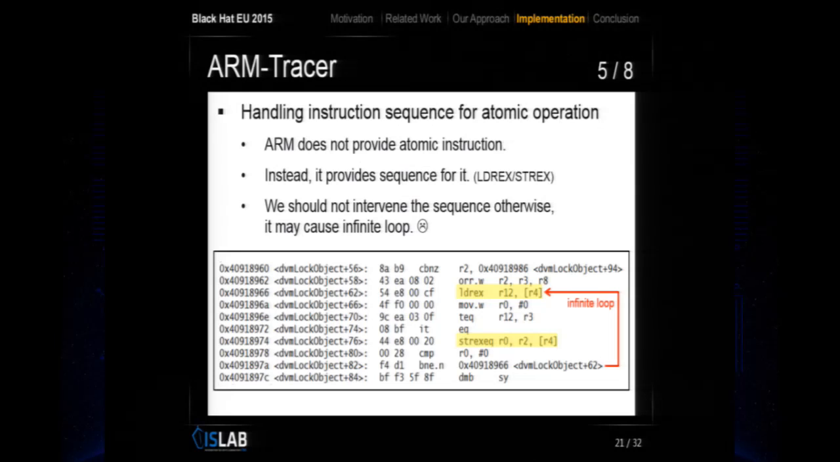There is one more problem caused by DBM. This is about instruction sequence for atomic operation. ARM does not provide a single atomic instruction. Instead, it provides an instruction sequence for it. But the important thing is that if the sequence is intervened by DBM, it may cause an infinite loop. So while single stepping, we have to identify the sequence and handle it.